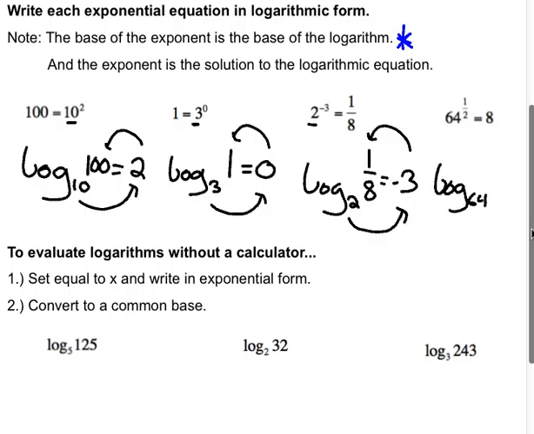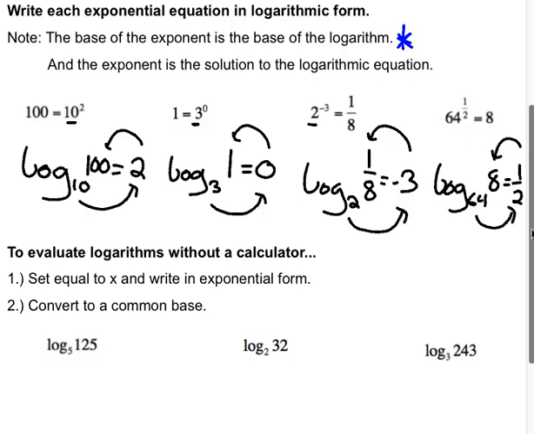Base of the logarithm, the exponent is the answer, and then I fill in the other number. So 64 to the 1/2 equals 8. So it's very important that you're able to go between these forms, okay?